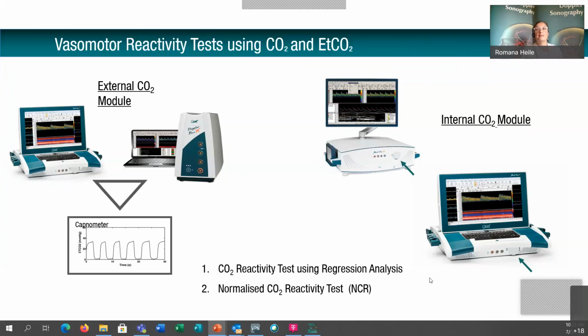So when do we need a CO2 module? That's for the first two tests: the so-called CO2 reactivity test using regression analysis, and also the simple test procedure, which is called the normalized CO2 reactivity test, or NCR for short. The other tests are only done on the change in the blood flow velocity. So for the rest of the tests, we do not need a CO2 module.